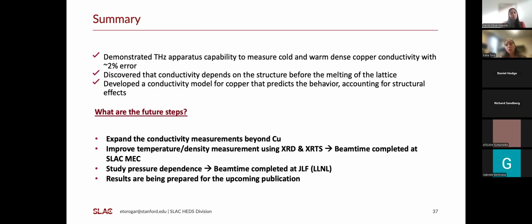We could also potentially go into amorphous materials. We could analyze carbon and see how the conductivity changes, which might end up being relevant in ICF. As we know, we use high density carbon for the fuel pellets.